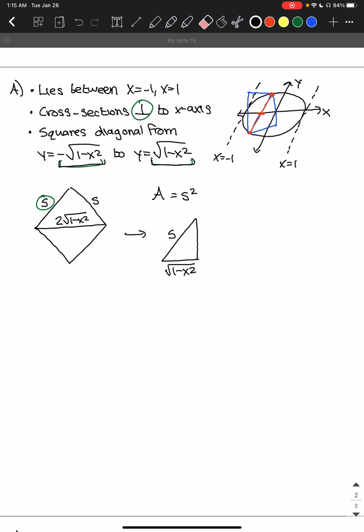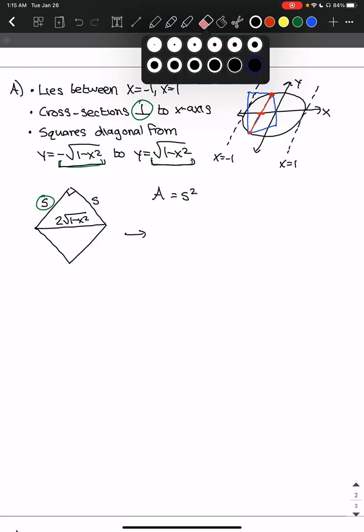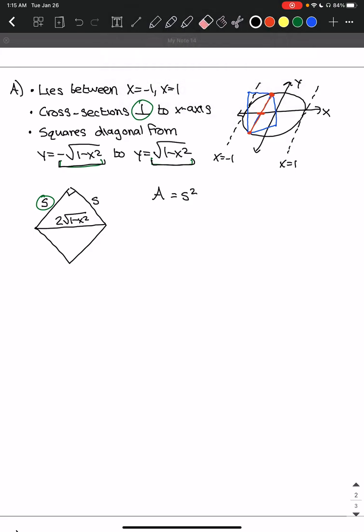And you know what, let's not even do that. Sorry. This is a 90-degree angle, right? So let's just use the Pythagorean theorem here. We have s squared plus s squared, the two legs of my triangle. a squared plus b squared is equal to c squared, which is (2√(1 − x²))², so I essentially get 2s² is equal to 4(1 − x²).